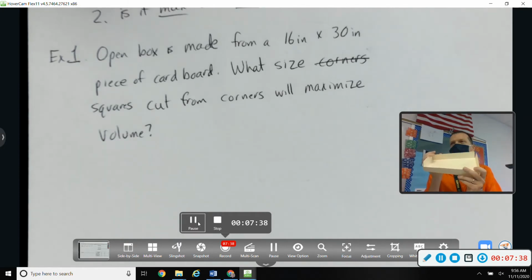Does that make sense? Do you understand what the question's asking and how this problem is working? Okay. So now we've got to use calculus to figure out how big I need to make the square on each corner so that when I fold it up, I've got the most volume possible.